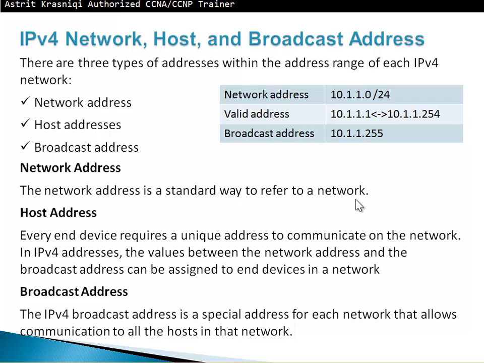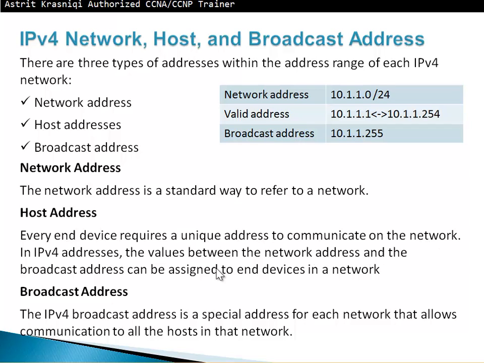Just imagine you are living in a house with, say, five students. The house name is not something you can assign to a student, right? That represents your house. Each student will have his own unique IP address. And then the broadcast address is if you want to talk to everybody within that house. So the network address represents your house, or the network. The host address represents every end device, which requires a unique address to communicate on the network.